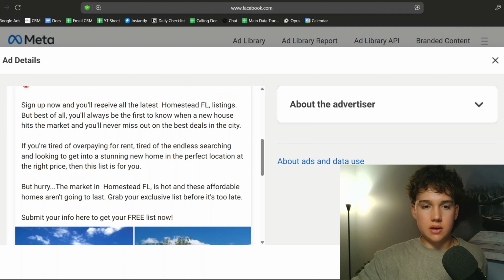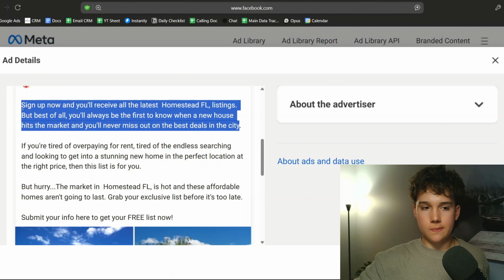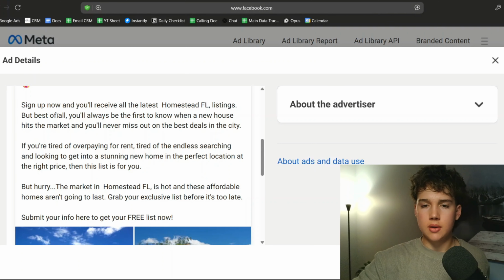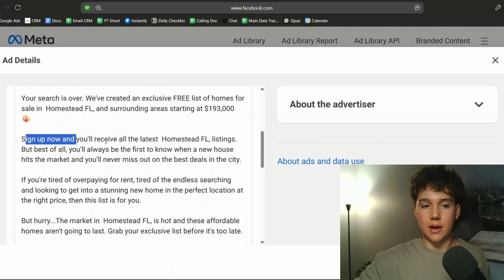Sign up now and you'll receive all the latest Homestead, Florida listings. But best of all, you'll always be the first to know when a new house hits the market, and you'll never miss out on the best deals in the city. Yeah, so this is good right here. You want to sell that exclusivity, that low competition as a home buyer. That's what they want, right? You're just talking about their desires, which is good. You're basically selling it, reinforcing it.